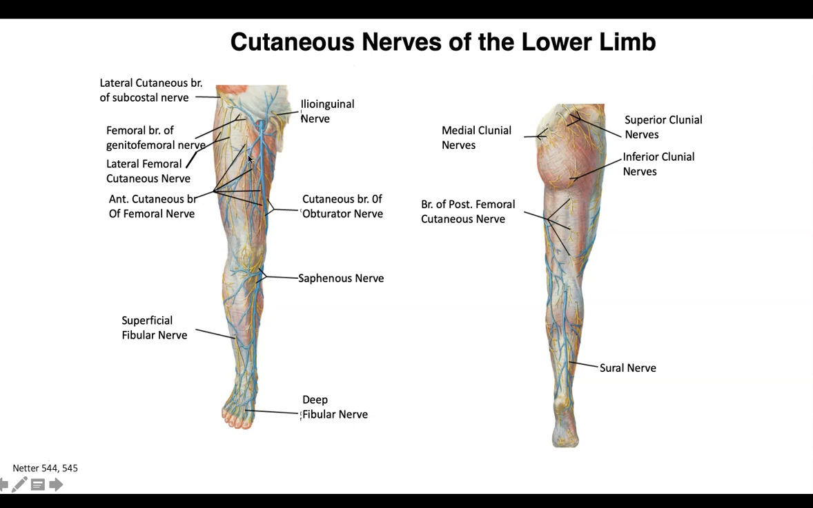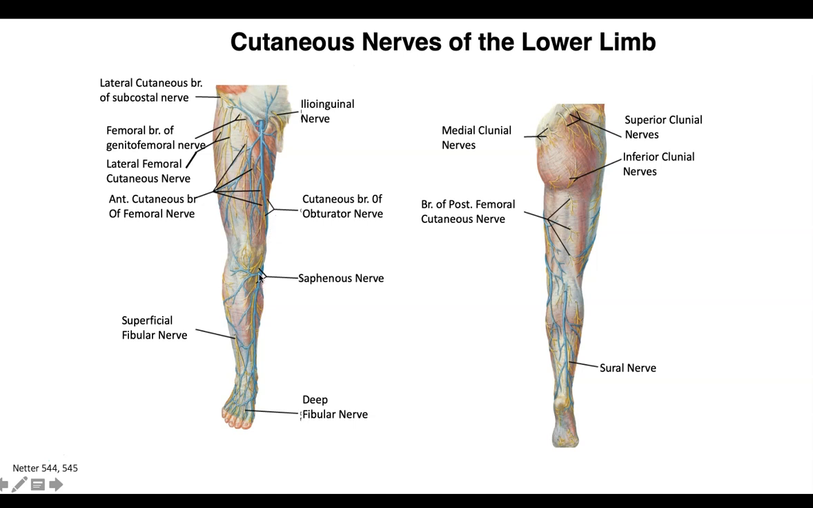The important cutaneous nerves in the lower limb are the lateral femoral cutaneous nerve, or the lateral cutaneous nerve of the thigh. There are some anterior cutaneous nerves which are branches of the femoral nerve. There are several anterior cutaneous branches you may see in the lab on the anterior side of the superficial fascia of the thigh. And there is a small cutaneous branch of the obturator nerve.